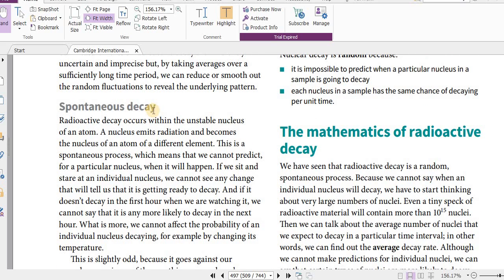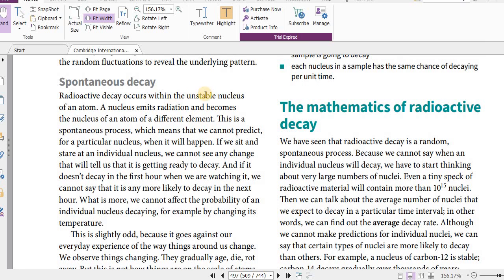Then spontaneous decay. Now this is also very important. Whenever there is a nuclear decay question, this is a possible topic that can be tested, that has been tested. Radioactive decay occurs with the unstable nuclei of an atom. A nucleus emits radiation and becomes the nucleus of an atom of a different element. This is a spontaneous process, which means that we cannot predict for a particular nucleus when it will happen.